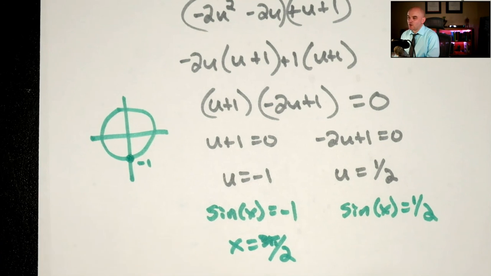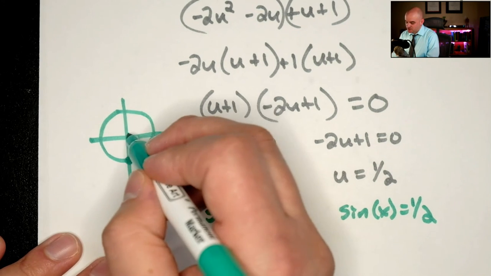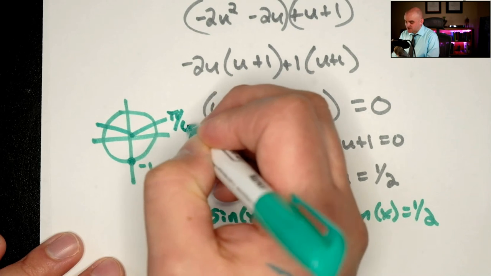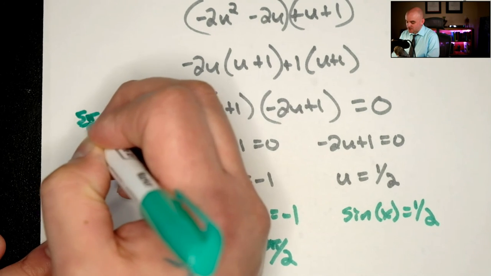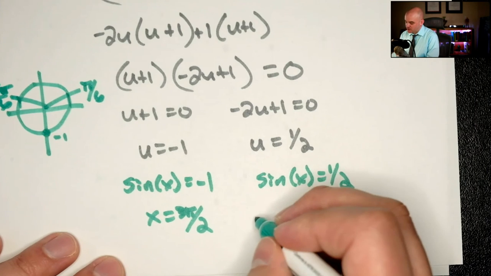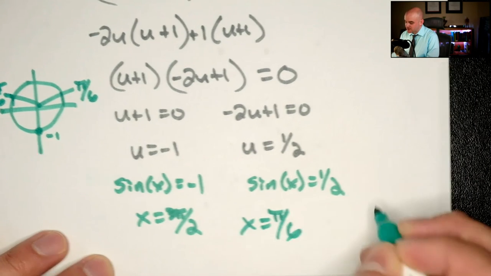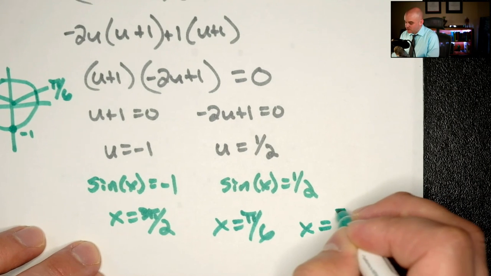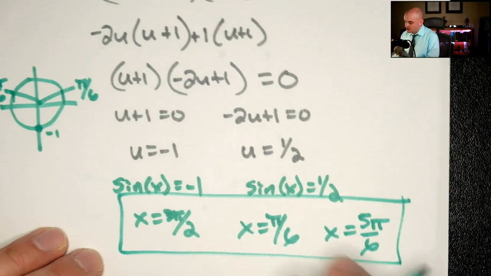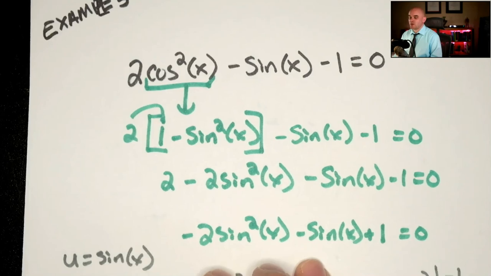Also, we need to figure out when is it equal to 1/2. Well, that goes back to the first question we did on this, and that is at pi over 6 and 5 pi over 6. Those two spots, your y value is positive 1/2, so we also have x equals pi over 6 and x equals 5 pi over 6 as a solution. So all three of those are values between 0 and 2 pi that make this a true statement.